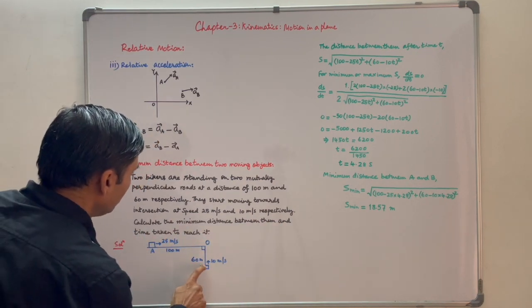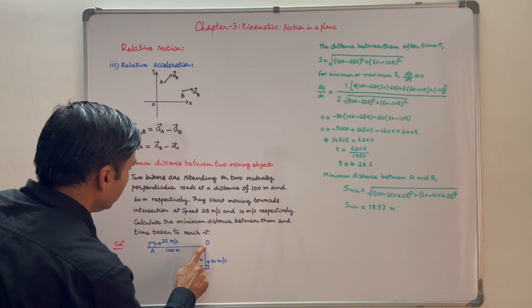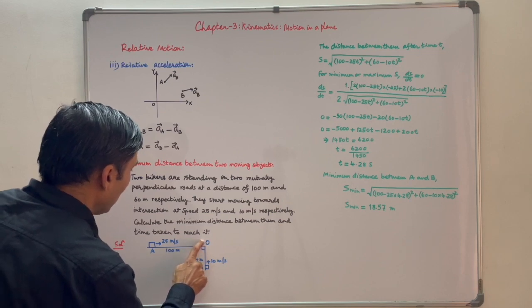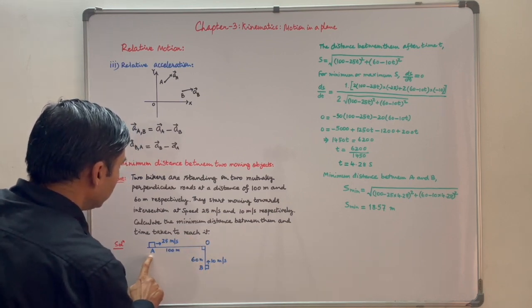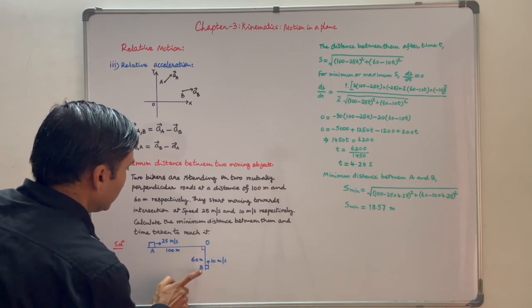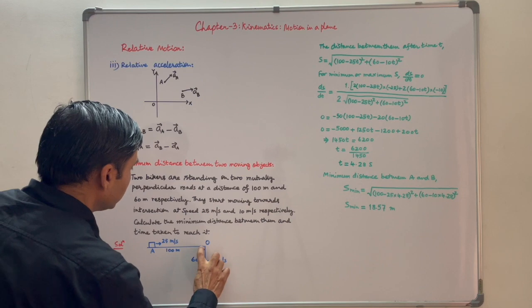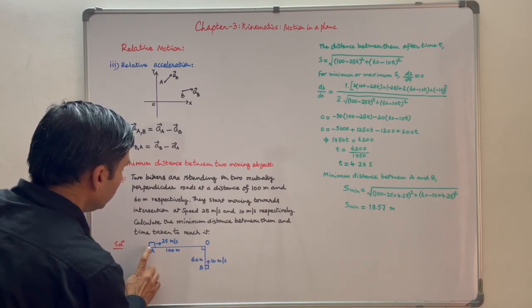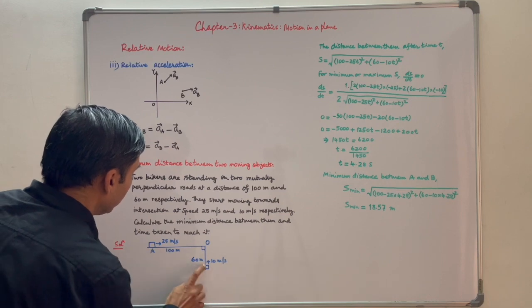Suppose these are two mutually perpendicular roads. Their point of intersection is O. Biker A is standing at a distance of 100 meter from O and biker B is standing at a distance of 60 meter from O. At t equal to 0, the distance between them is AB.